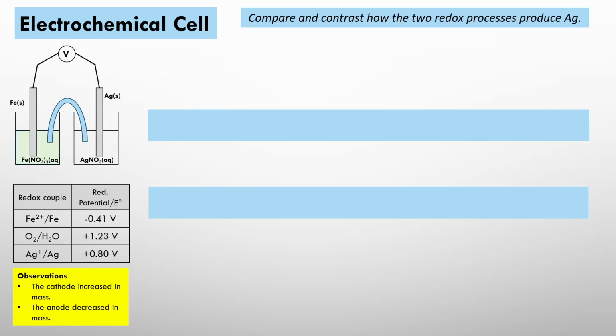On the left, you can see a picture of the setup of the galvanic or electrochemical cell. The left half cell contains iron 2 nitrate and an iron electrode, and the right hand side contains a silver electrode and silver nitrate.